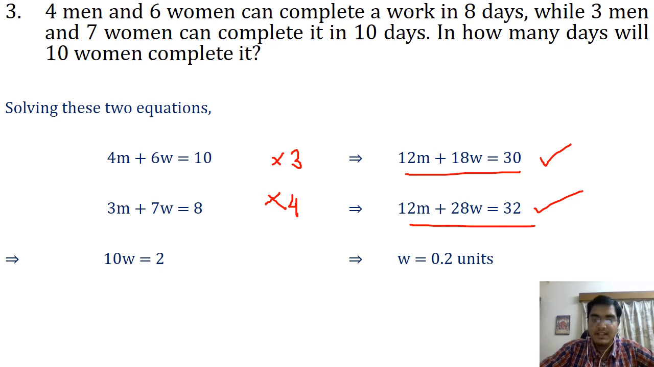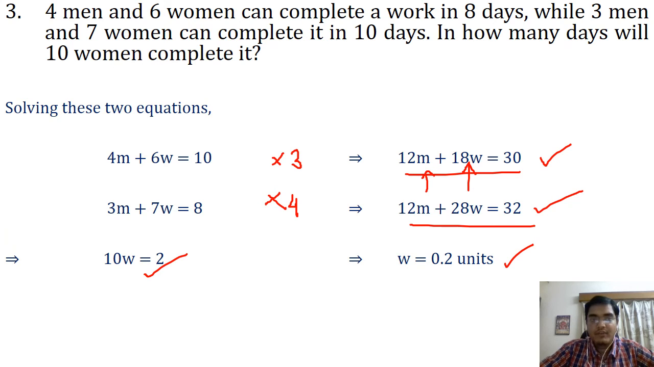What we get is 10w, because 12m gets cancelled out with 12m. 28w minus 18w is 10w. And 32 minus 30 is 2. So 10w equals 2. We get w equals 0.2 units.